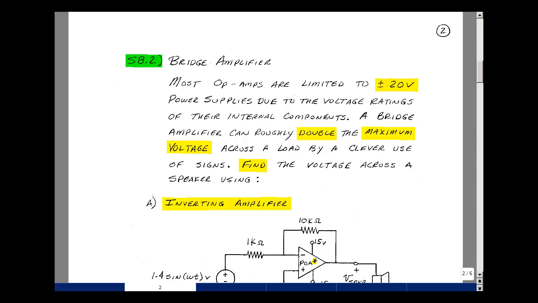This lesson deals with Supplemental Problem 8.2. You can find this problem in the course ebook in the Chapter 8 Supplemental Problems starting on page 2. Most op-amps are limited to a plus or minus 20 volt power supply because of the ratings of the transistors inside the integrated circuit. A thing called a bridge amplifier can roughly double the maximum voltage across the load by a clever use of signs.